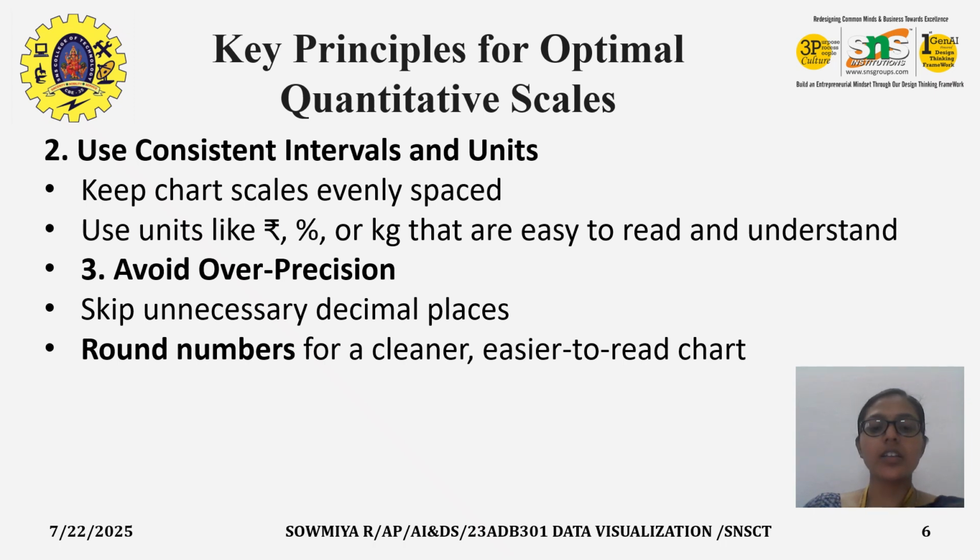Next, the second principle is to use consistent intervals and units. Scales must be evenly spaced so they don't distort the data. Also use meaningful units like a rupee symbol, percentage symbol or kg. And the third principle is to avoid over precision. Showing values like 62.3489 kg doesn't help. Instead, rounding to 62.3 or 62 makes the chart cleaner and easier to read.